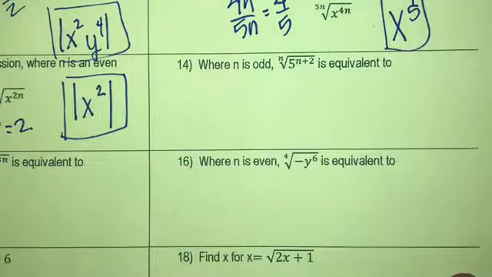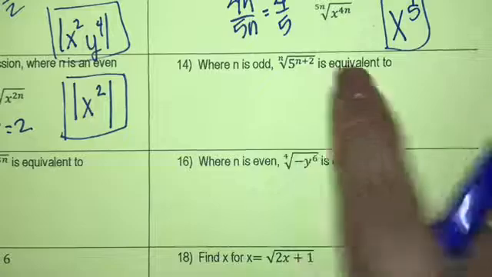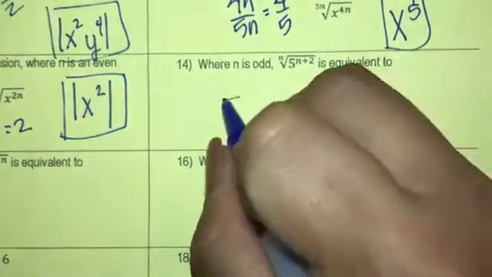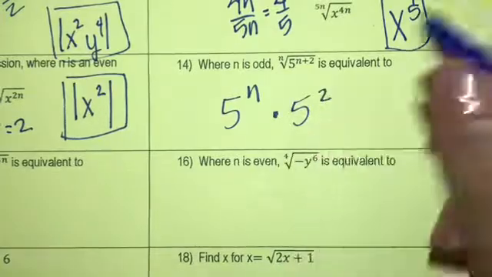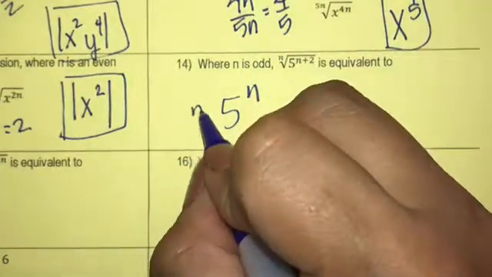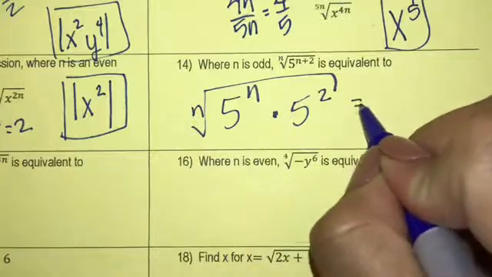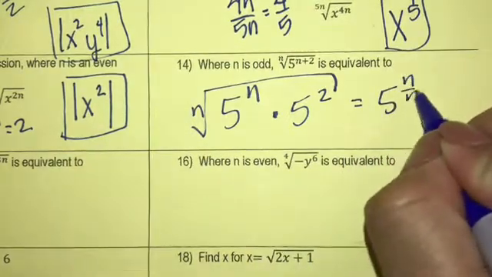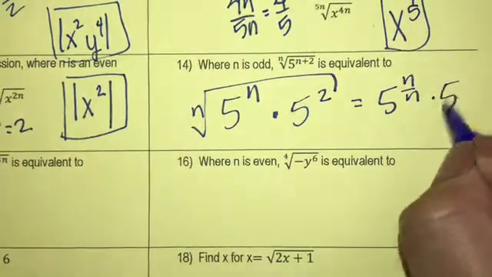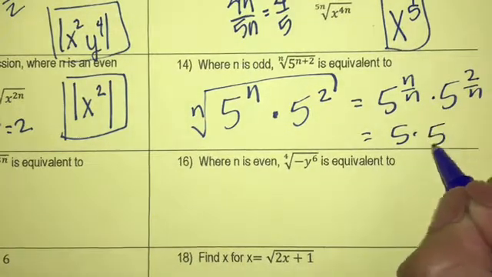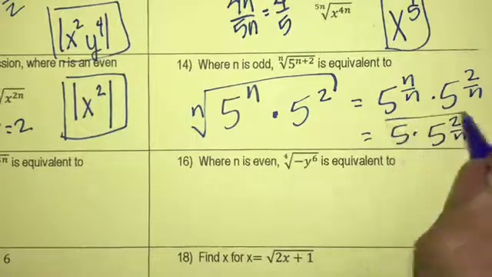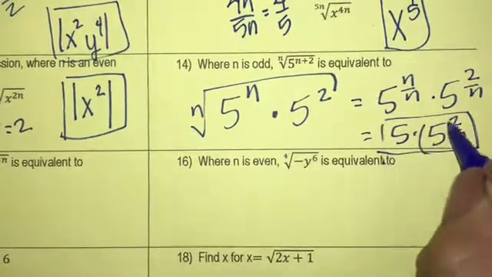And 14. Where n is odd, you have the nth root of 5 to the n plus 2. So the power is n plus 2. So it's 5 to the n times 5 squared underneath the nth root. So then it becomes 5n over n times 2 over n equals 5 times 5 to the 2 over n. Okay, you can put parentheses around that.